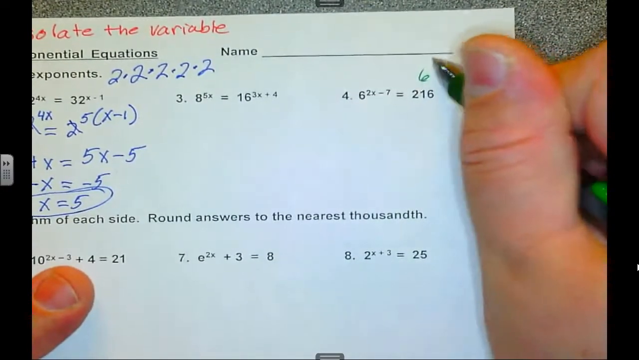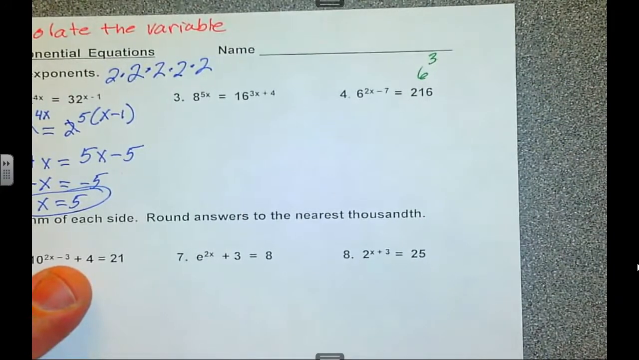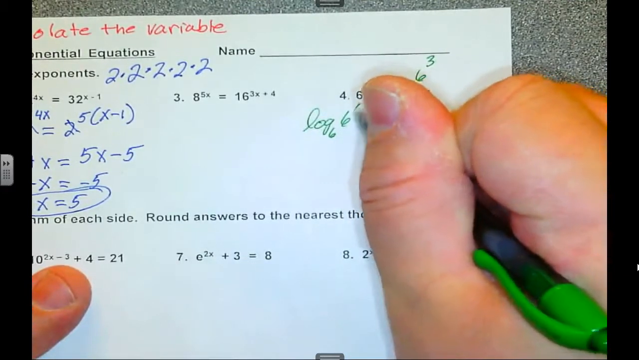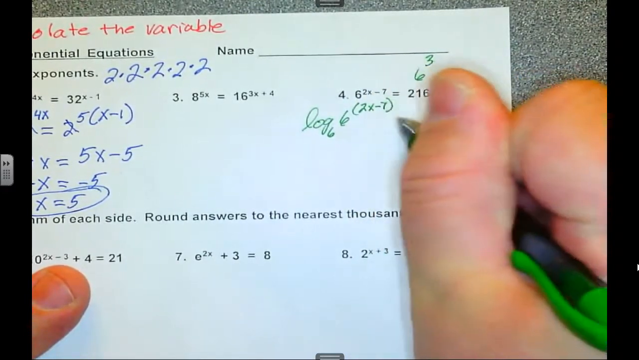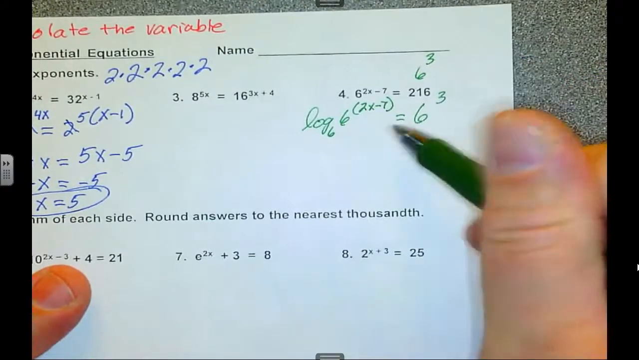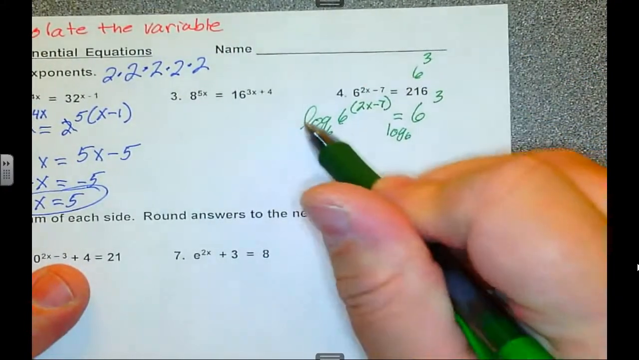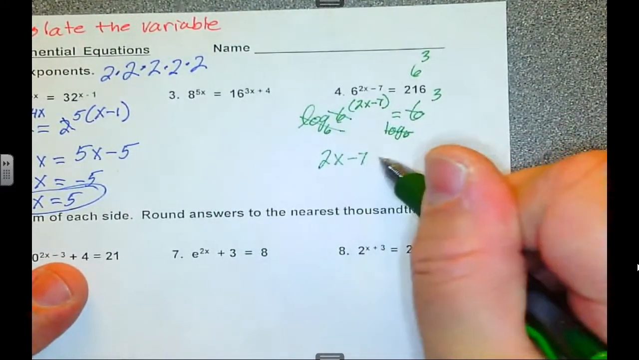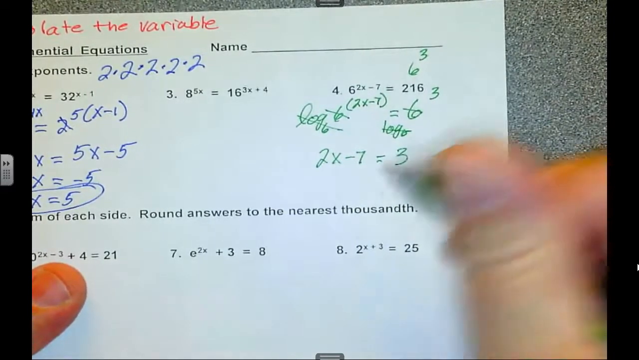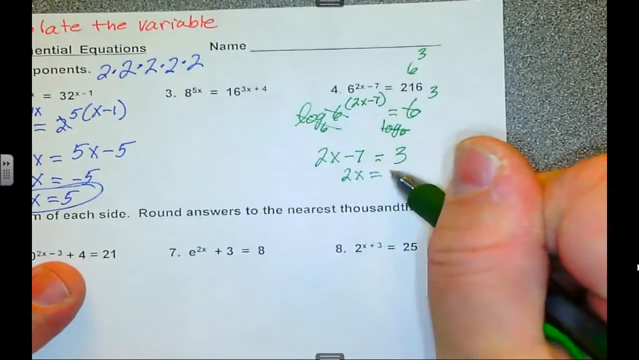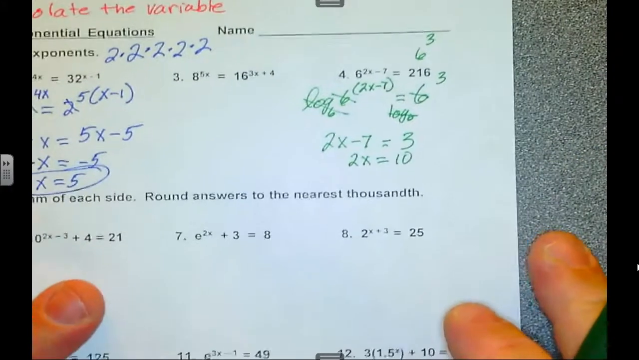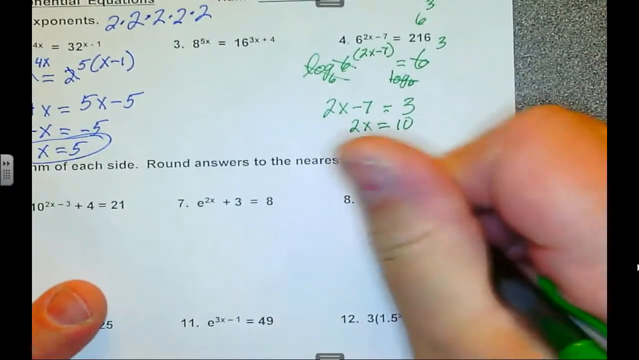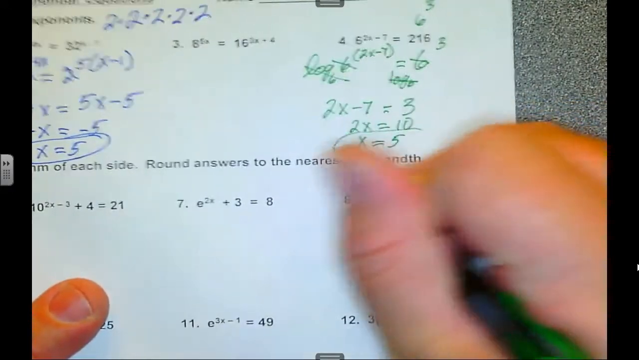216 is 6 cubed. So if I take the log base 6 of 6 to the 2x minus 7 equals 6 cubed, I could always take the log base 6 of each side. They cancel. I get 2x minus 7 equals 3. Add 7 to both sides. 2x equals 10. Do you guys mind if I don't write every solving step down? I think you're to the point where you know what I'm doing.